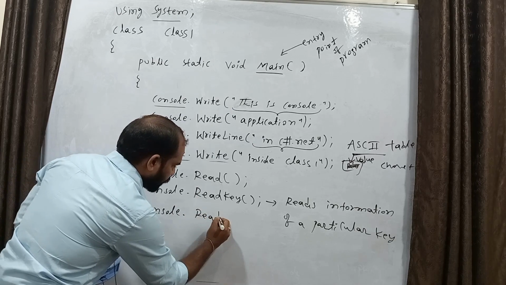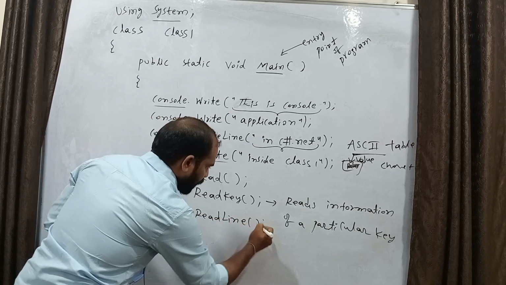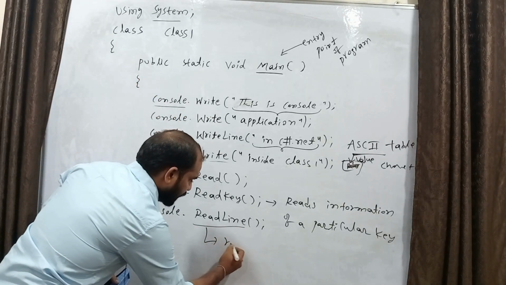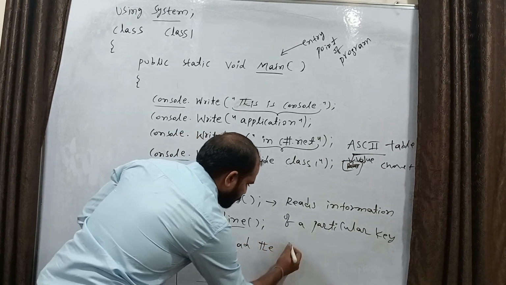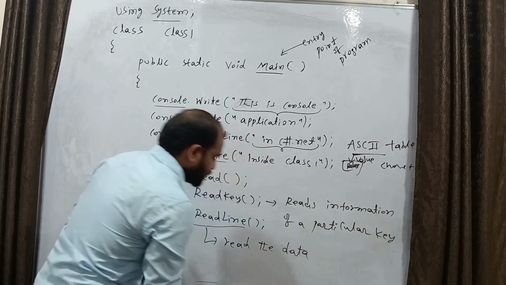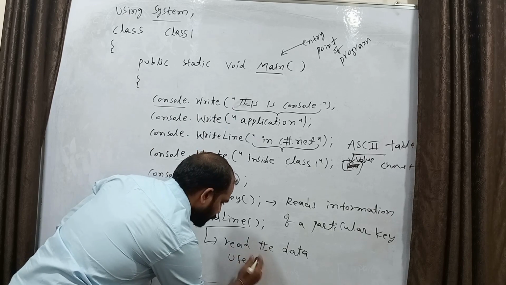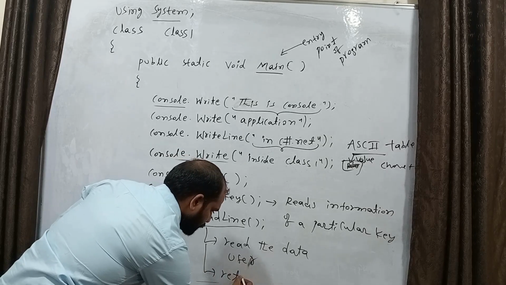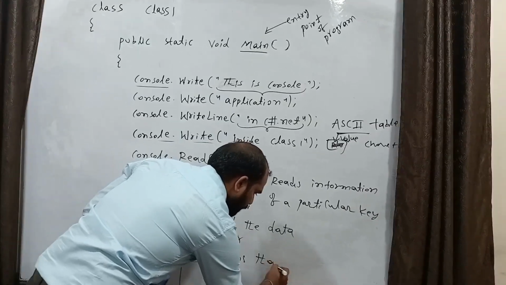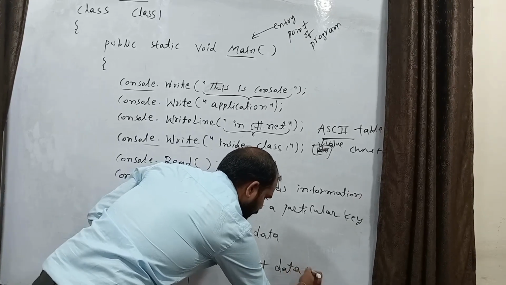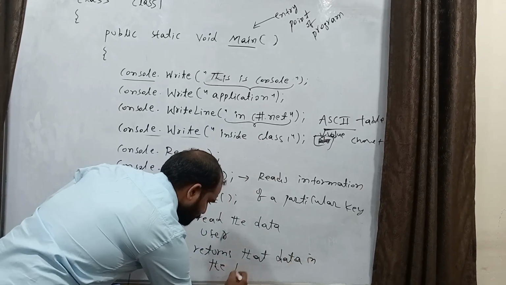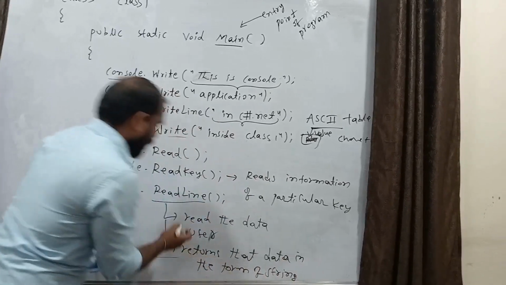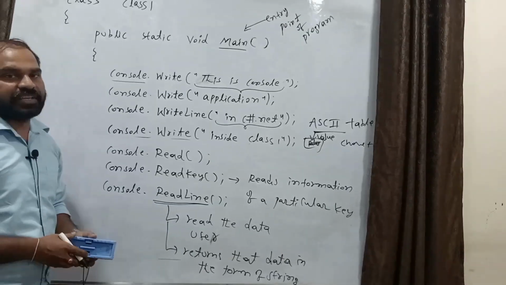Then one more method is Console.ReadLine. Now what is the purpose of Console.ReadLine? The ReadLine method is going to read the data or characters entered by the user in the command prompt and return that data in the form of a string. It means ReadLine always returns you string data.